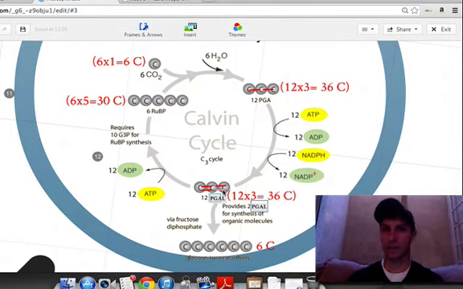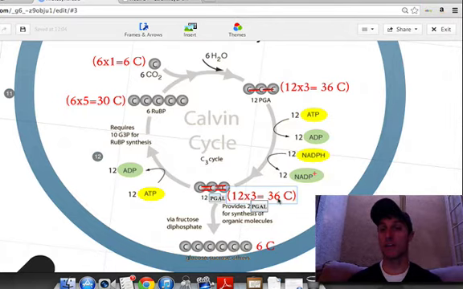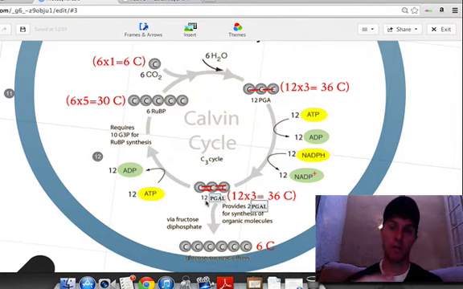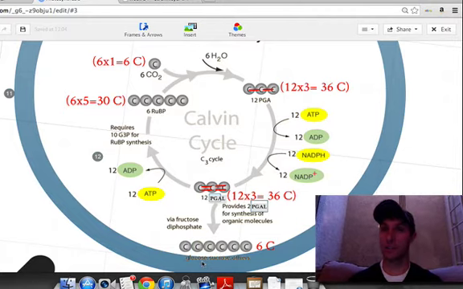So again, let's count our carbons. 12 times 3 is 36. Now, at this point, we have 12 of these. 2 of them are going to drop out and combine to form a 6-carbon chain. And that is your sugar. That's your glucose, C6H12O6. So here it is right here. So we're subtracting 6 carbons.